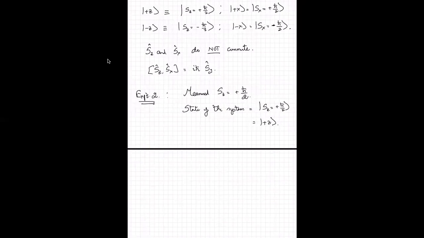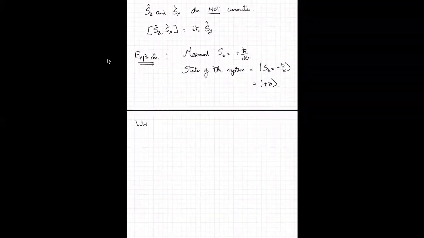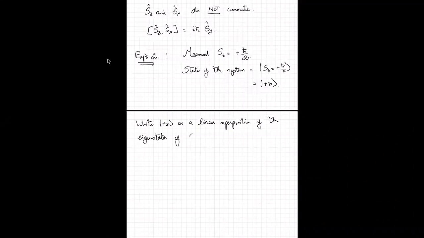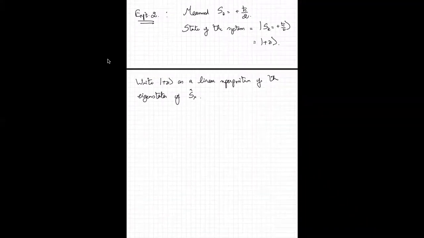Well, prior to the experiment, I do not know what the results of the experiment should be, but I know the probabilities. How will I compute the probabilities? Well, I should write the state of the system, which is plus Z, as a linear superposition of the eigenstates of Sx. Okay, and then I should take the coefficients, and the absolute square of the coefficients will give me the corresponding probabilities. So let me write this a little neatly so there is no confusion.